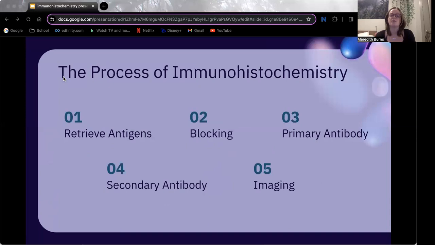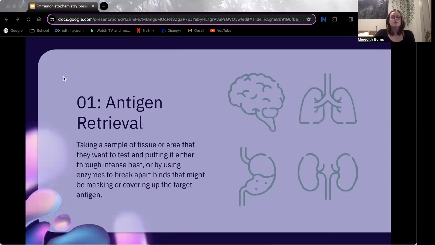The basic process of the immunohistochemistry is as follows. Step 1 is to retrieve antigens, 2 is blocking, 3 is putting on the primary antibody, 4 is then the secondary antibody, and lastly is imaging. But let's take a closer look at each step. So the first step is antigen retrieval. This step is to ensure optimal binding of antibodies to the target antigen.